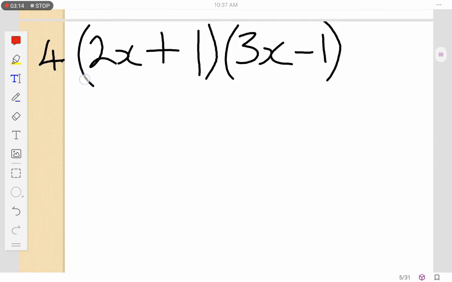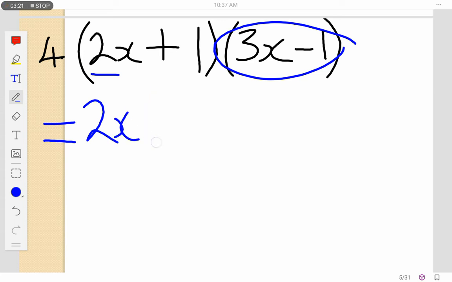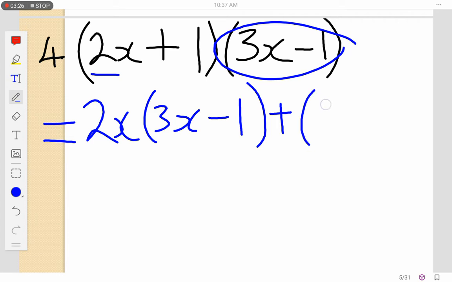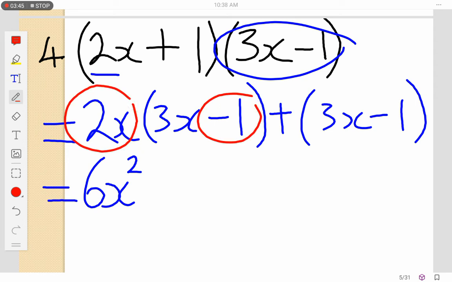We are doing the same. The first term multiplies everything in the second bracket and so on. So I have 2x multiplying 3x minus 1. Then plus 1 multiplying 3x minus 1, like that. Let's do that. 2x times 3x, we get 6x squared. Then 2x times minus 1, please take note of this, it's the same as plus 2 times minus 1, I'll get minus 2x.